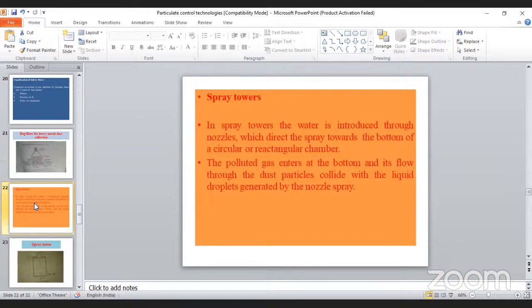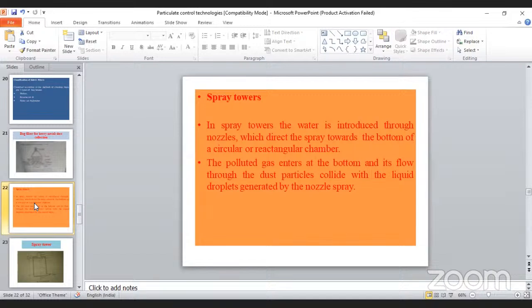And the remaining things of these filters, if you go through the diameter, pressure, and dust collection rate, these physical parameters are generally explained, so you just go through them. And the next one is spray towers.